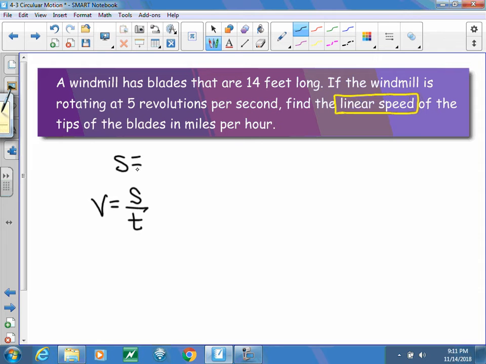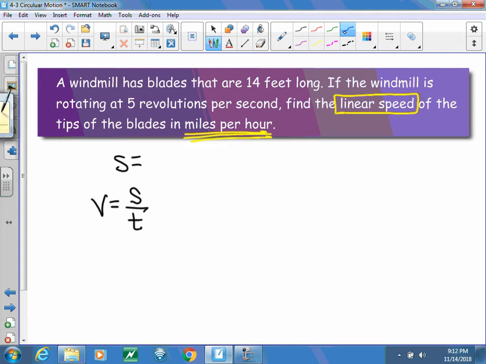arc length is. Then the other thing that I want you to look at here is notice that it wants you to find the linear speed in miles per hour. And eventually, when we look at the beginning here, everything that's being given to us is in 5 revolutions per second. So we're going to have some things that we're going to have to convert.